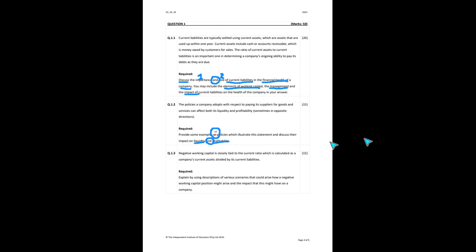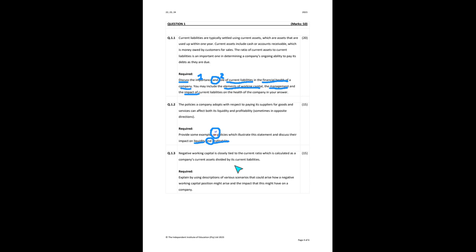And then your question 1.3, which is also for 15 marks, and this is the one about negative working capital. It's closely tied to the current ratio. Do you guys remember your current ratio? Who can tell me what the current ratio is? You did this last year in Finance 2. What's the formula for the current ratio? Yep, that's it. What's the ratio of your current assets in the company versus the current liabilities? This is in the textbook, negative working capital. They describe exactly that, how you can arrive at a negative working capital.